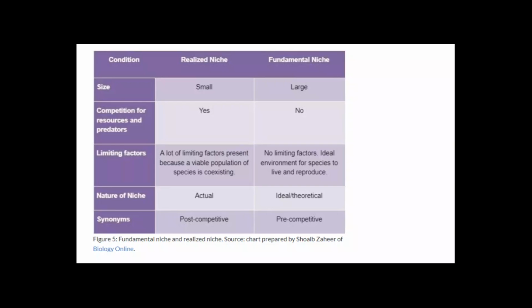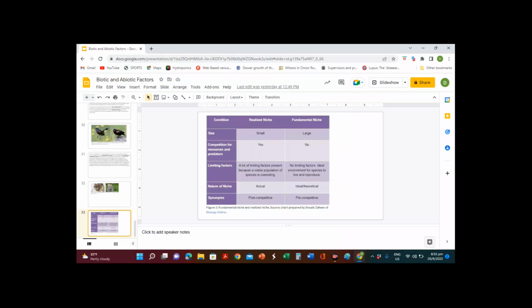A realized niche is also a post-competitive niche because the organism is competing with others, whereas a fundamental niche is pre-competitive. And that basically completes this discussion.